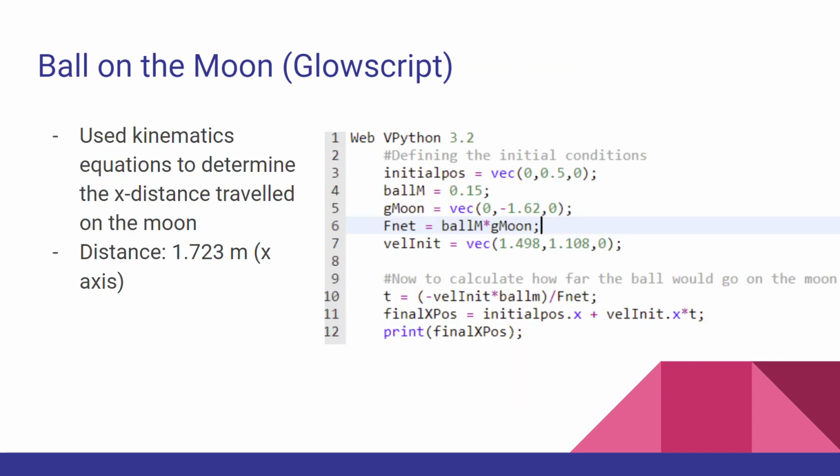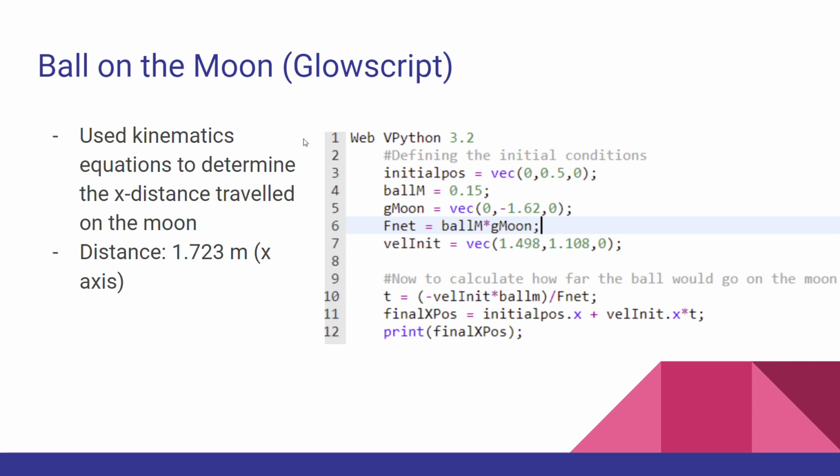And then as far as the GlowScript code, it wasn't super complicated. I just set up something that would output the final x position of the ball on the Moon, and I didn't really do an actual model because I don't really know how to code that. But this is what I made, and you can see I set up everything initial right there, and then I did the calculations and printed it out.